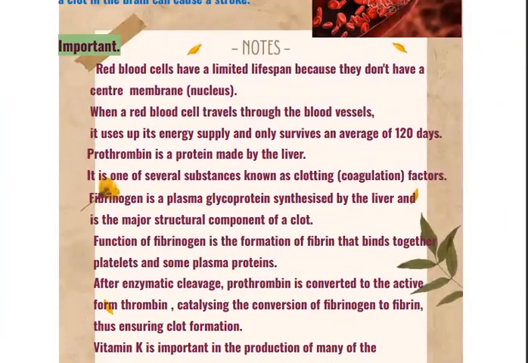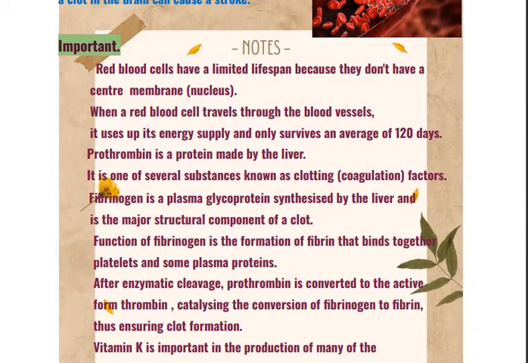Important: red blood cells have a limited lifespan because they don't have a nucleus. When a red blood cell travels through the blood vessels, it uses up its energy supply and only survives an average of 120 days.